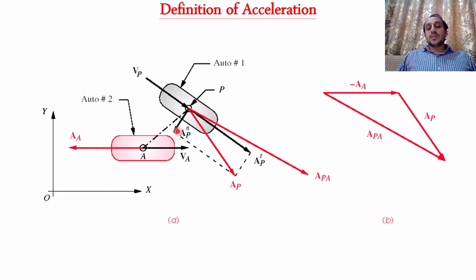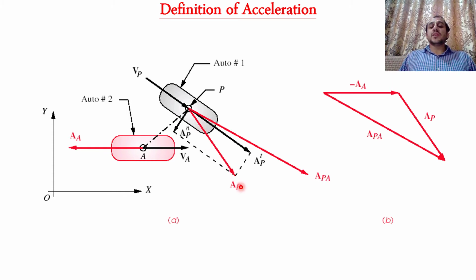So the other component is always at 90 degrees with respect to the tangential component. So what we'll have is this APN drawn at 90 degrees with respect to this APT. तो ये हमारे पास दो कंपोनेंट्स आ जाएंगे. इनका रिजल्टेंट अगर हम कैलकुलेट करें, so that will be AP.